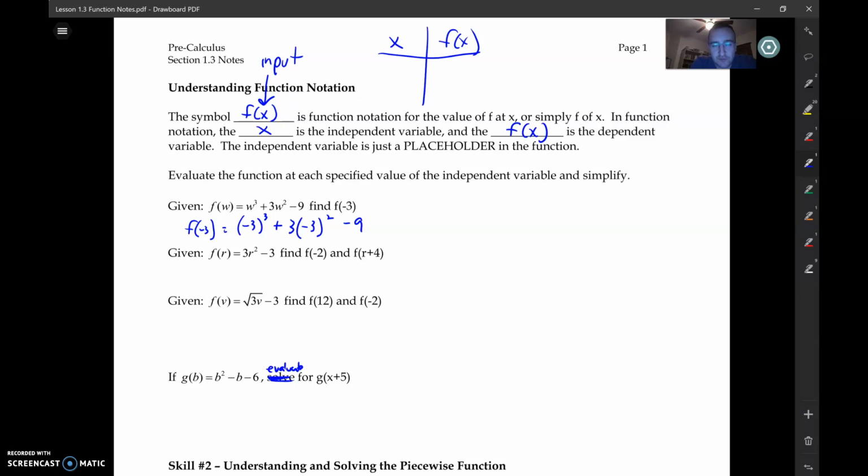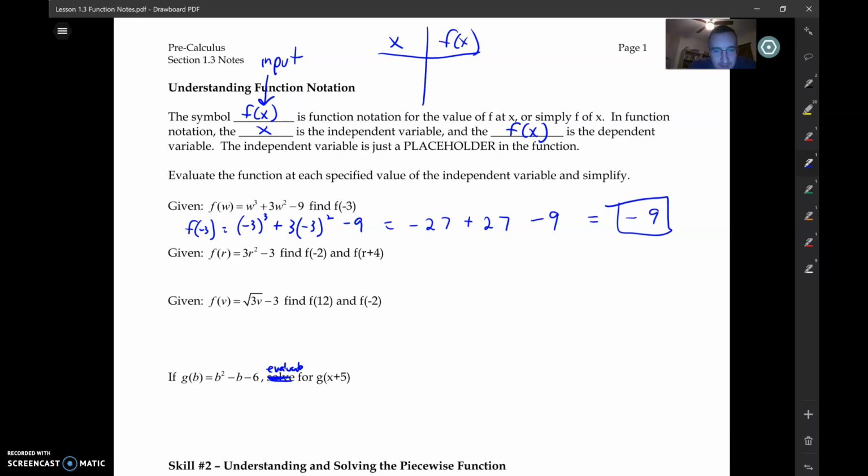What you do is solve everything to the right side of the equal sign. So -3 times -3 is 9, times another -3 is -27. -3 squared is 9, 9 times 3 is 27, and then we have a minus 9. So that ends up -27, 27 cancels out, and your final answer is -9. Okay, so that's what function notation represents. You take your inputs, you put them into the function.